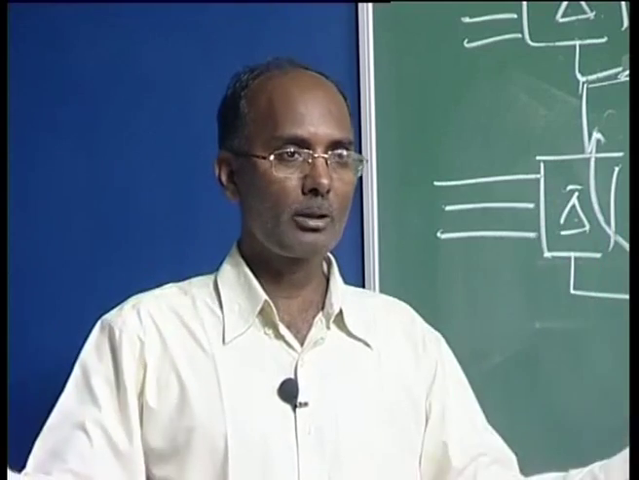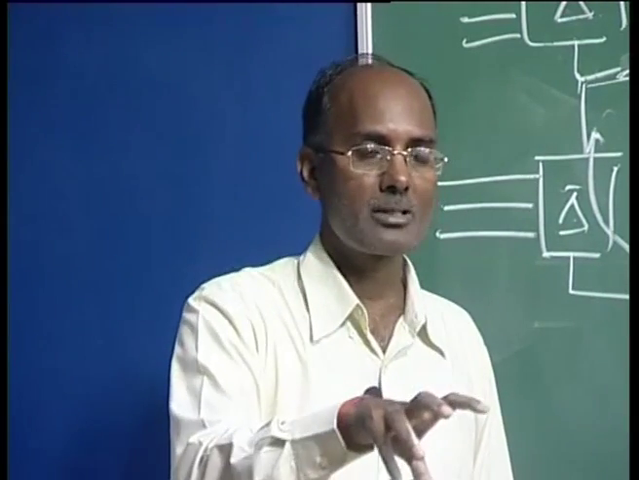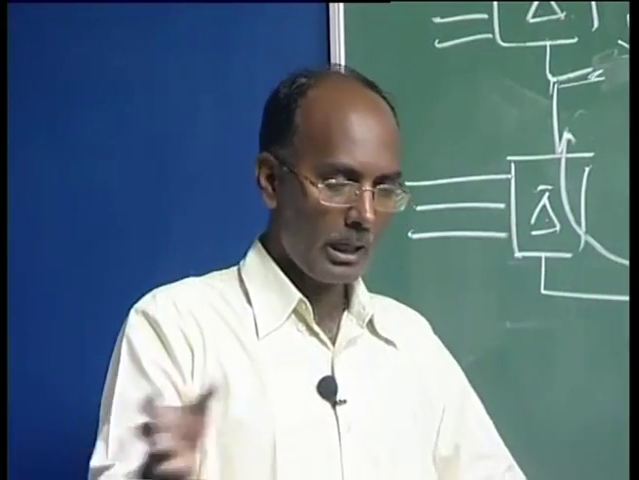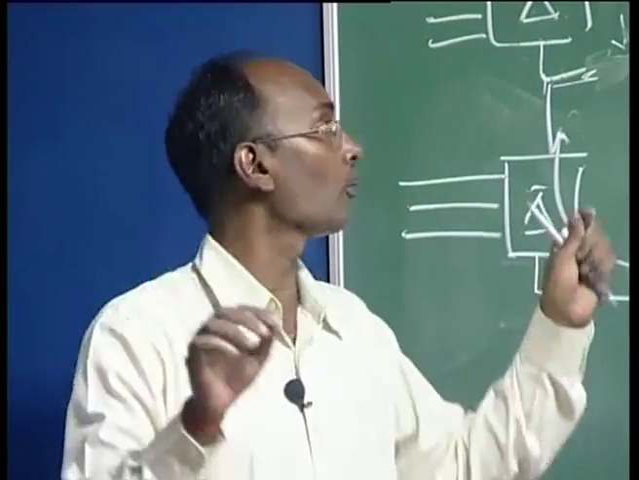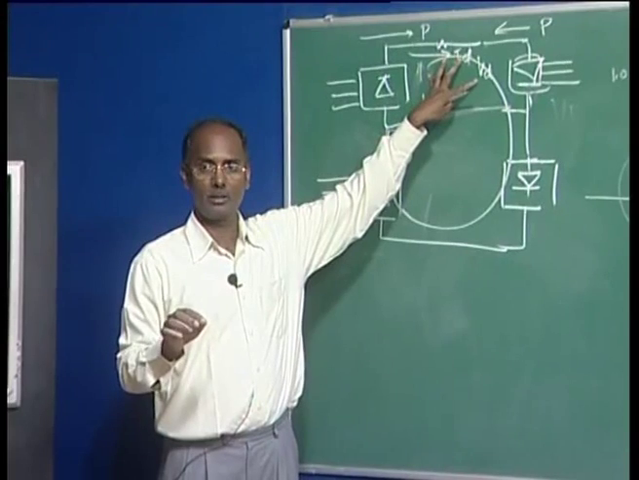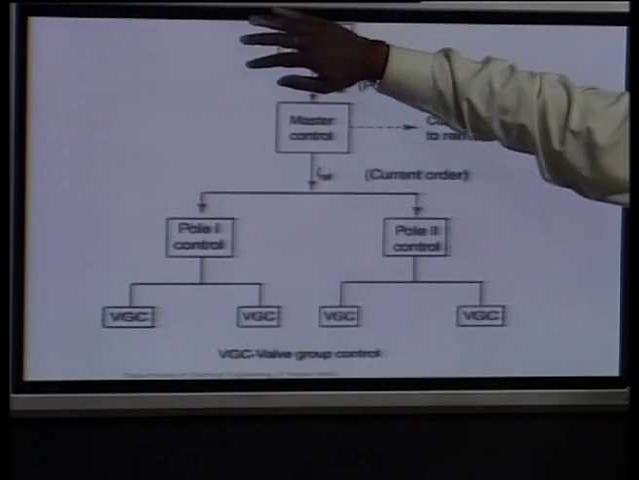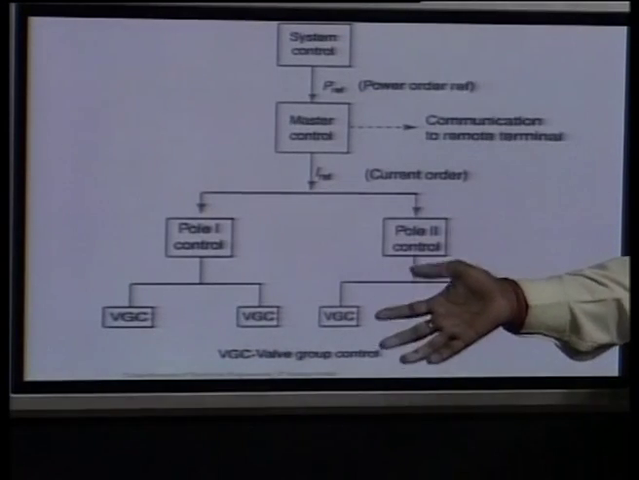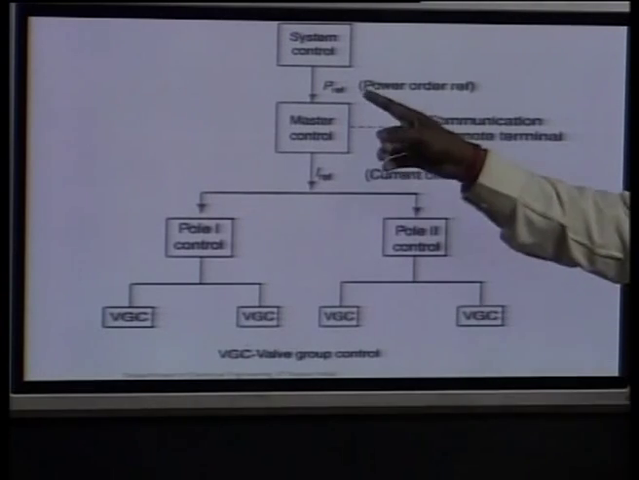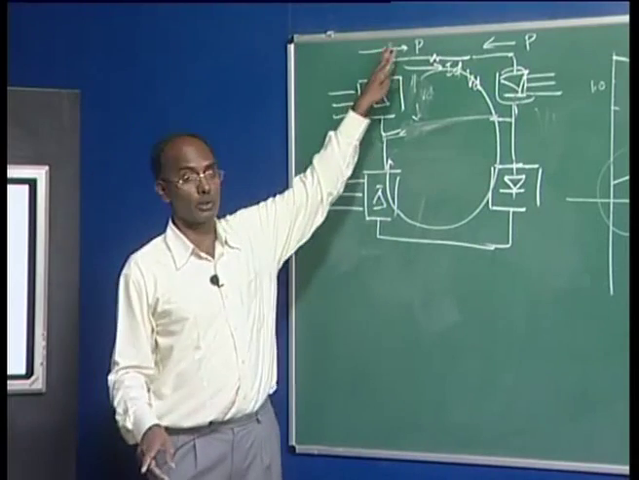In the system control, because there is a load dispatch center, you can say there is a substation for the whole system, and they decide how much power will flow in this link. So this is decided by the system controller, maybe the larger aspect having an AC/DC network. Then this power reference is decided that this will flow here.